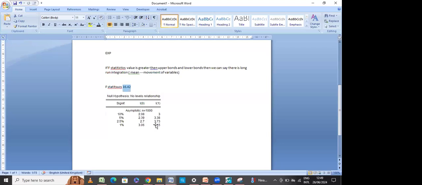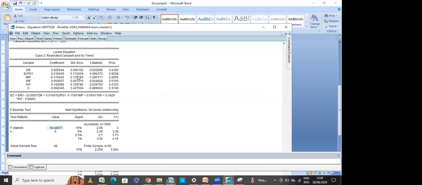I will also send you the link of his paper after our session with all the screenshots. So here I can see that our F statistic value is higher than the upper bound and the lower bound. So we can simply say there is co-integration among the variables.